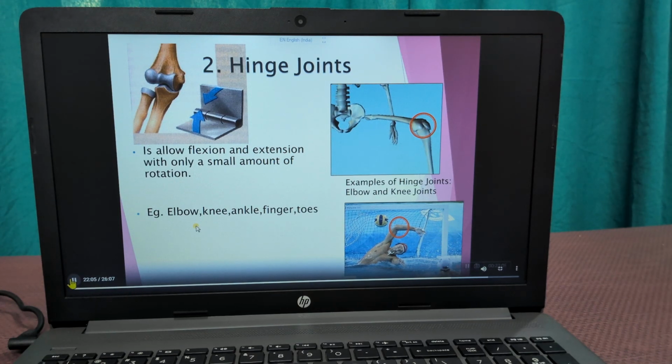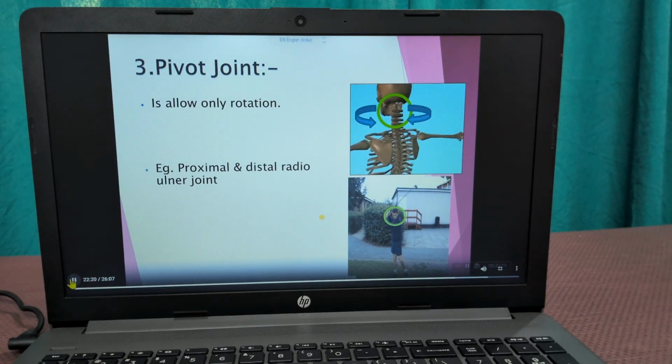And you can see these are present in the joints of the leg. These are found in the elbows, in the knees, in the ankles, in the fingers and in the toes. So these are the places where hinge joints are found. It is also known as the elbow and knee joint.